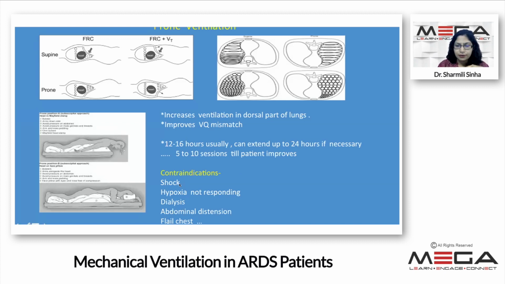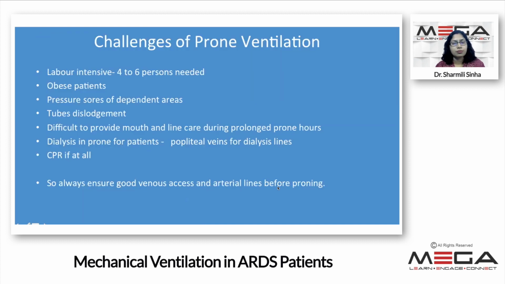Contraindications are few, like if a patient is hemodynamically unstable on high doses of vasopressors. If the hypoxia has not responded even after proning, then there is no point in keeping the patient prone with more efforts. If a patient is on further organ supports like dialysis, if there's an abdominal distension for whatever reason, or if there's trauma, suppose it's a part of polytrauma, if the patient has got hemoperitoneum and also lung injury, you cannot prone these patients. And similarly, if they have a flail chest also, you cannot prone this group of patients.